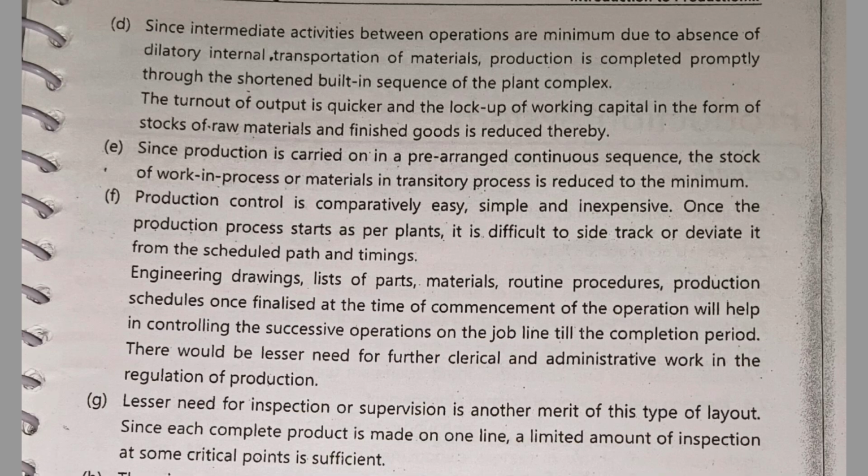Once the production process starts as per plans, it is difficult to sidetrack or deviate from the schedule, path, and timings. Engineering drawings, list of parts, material, routing procedures, and production schedule, once finalized at the time of commencement of the operation, will help in controlling the successive operations on the job line till the completion period. There would be lesser need for further clerical and administrative work in the regulation of production.